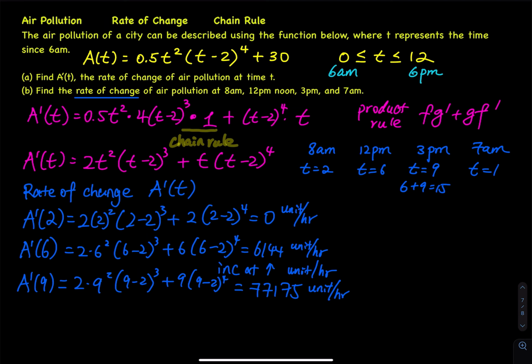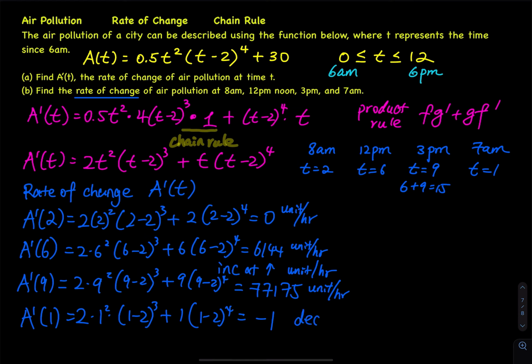And then the last one is 7 a.m. So 7 a.m. is when t equals 1. So A prime of 1 is 2 times 1 squared times 1 minus 2 to the third. So now we have a negative. And then 1 minus 2 to the fourth. So overall, this equals negative 1. Rate of change can be negative. That means the rate of change of air pollution is decreasing at 1 unit per hour at 7 a.m.